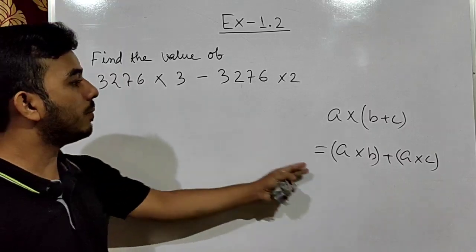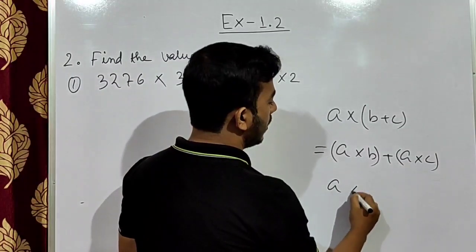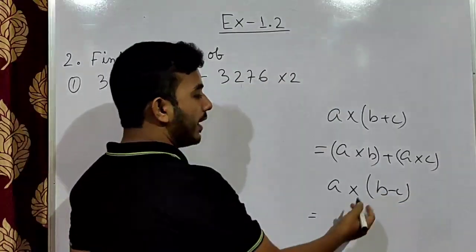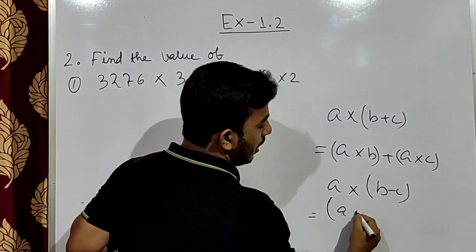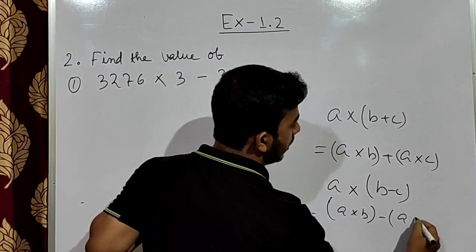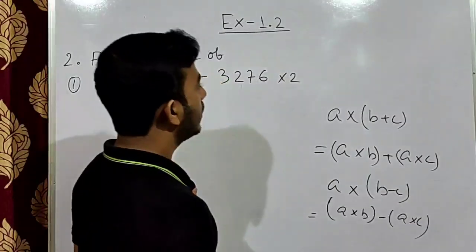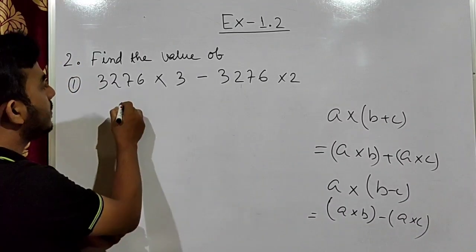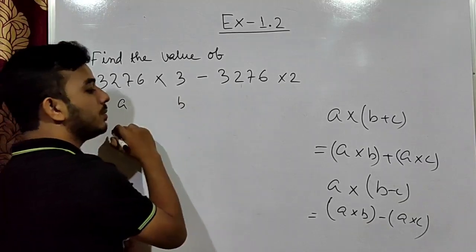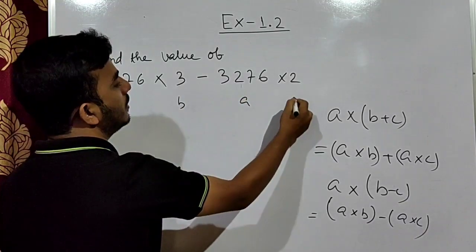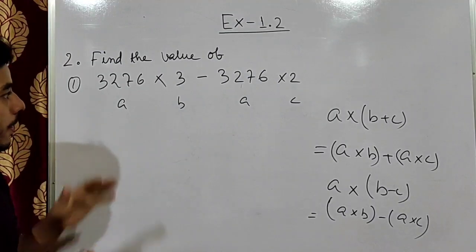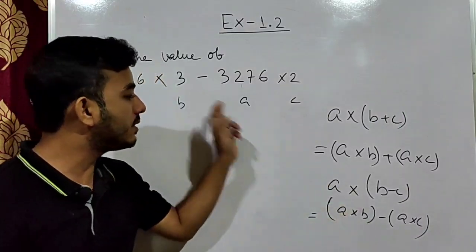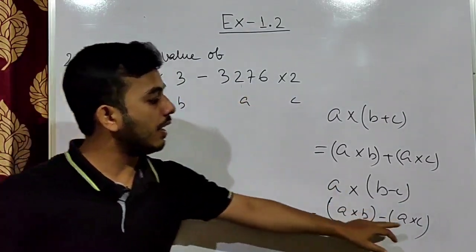So these are in this form, right? Okay. Then another one is if three integers are in this form also, we can expand it in the form a into b minus a into c. So look here, this expression, consider this is a and this is b, this is a and this is c. Clear? So look, a into b minus a into c.